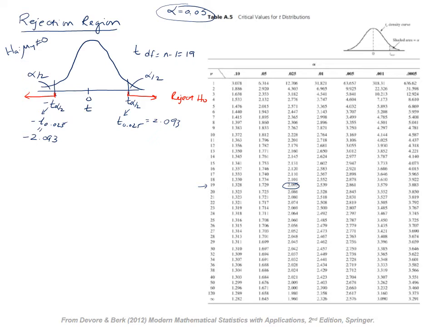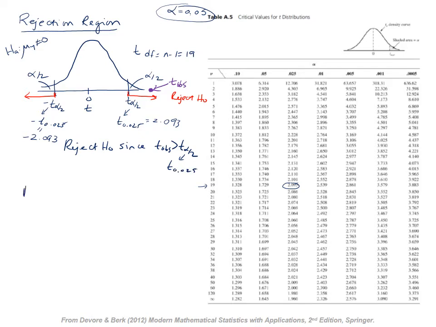So we go back to our test statistic. What was it? It was 4.027. So our test statistic is out here somewhere. T obs is there. So we reject our null hypothesis. Okay, so that's one way to do it.